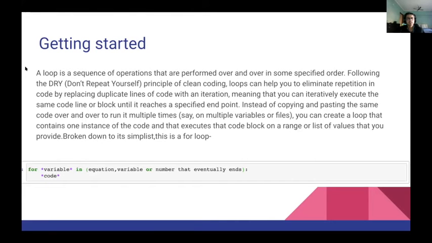Today, we're going to be learning about for loops. A for loop is a sequence of operations that is performed over and over in a specific order. These are very important in writing clean code, which follows the DRY mantra, which is to not repeat yourself. Loops can eliminate repetition.